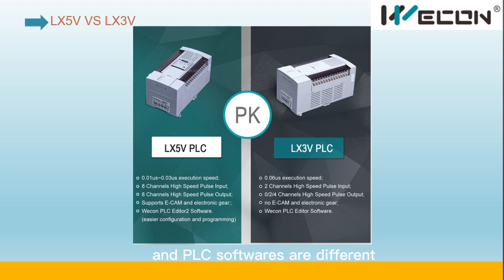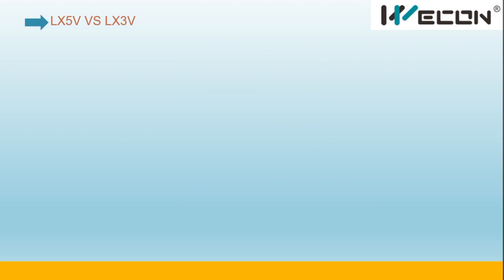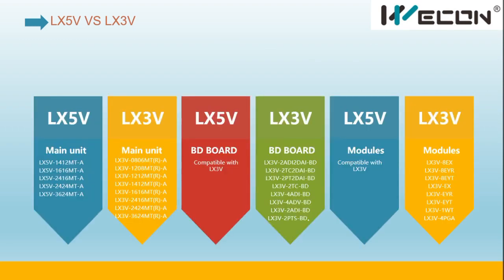And the PLC software is different. LX5V PLC using PLC Editor 2. It is easier configuration and easier programming. And LX5V PLC, it has only 5 main units. But 3V, it has 8 main units.